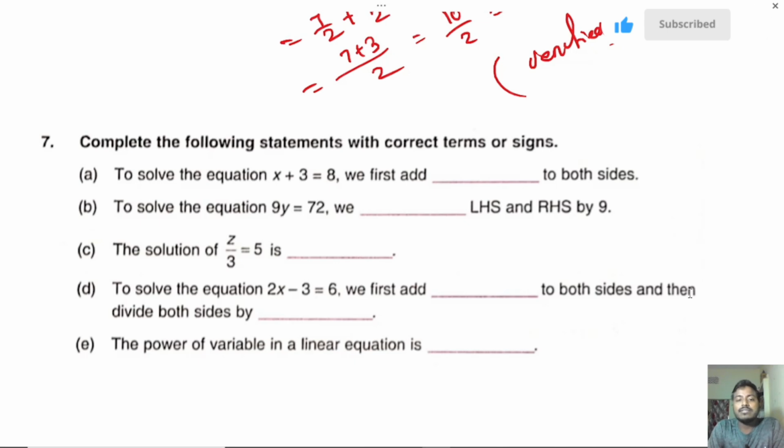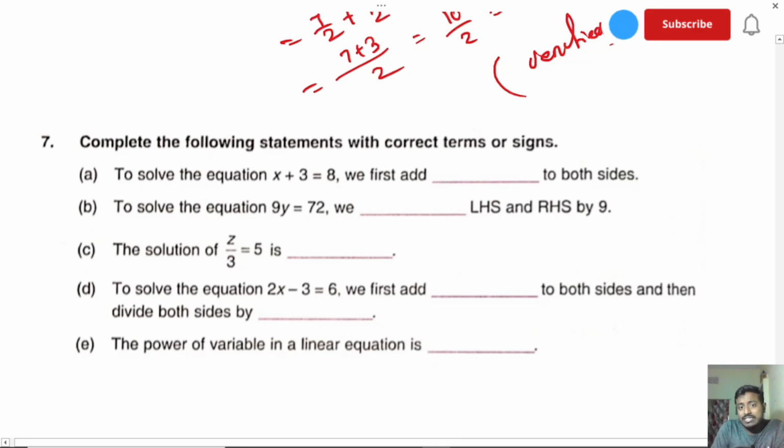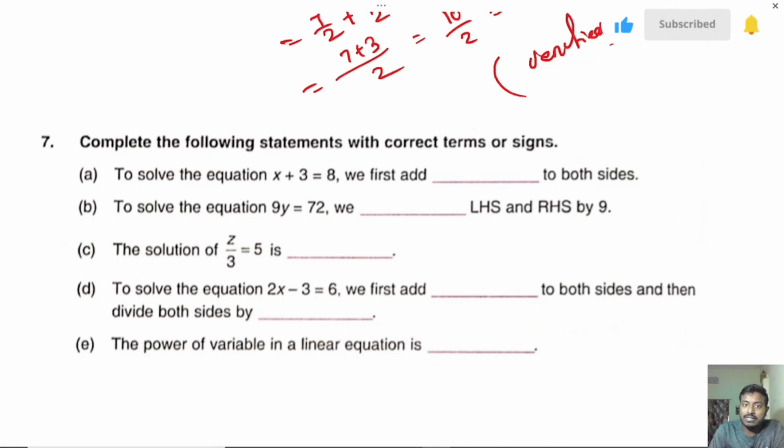To solve the equation x plus 3 equal to 8, we first add dash to both sides. If the question were first we subtract dash, then only 3. But here it is addition. Addition means minus 3. When we add minus 3, then it will be cancelled. Yes or no? So the answer is minus 3.